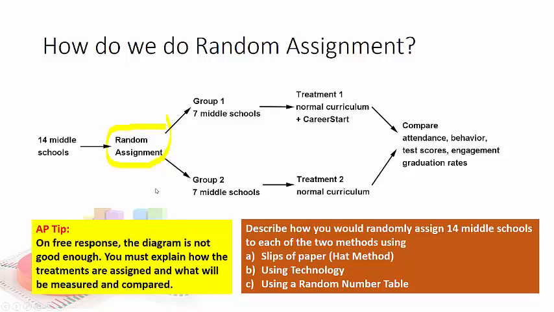Okay. First, we're going to go ahead in this problem and describe how we would randomly assign these 14 middle schools to each of the two methods. I've got group 1 and group 2. We're going to look at 3 different methods. One is the slips of paper or hat method, which is the simplest. One is using technology, probably your calculator, and one is using a random number table.